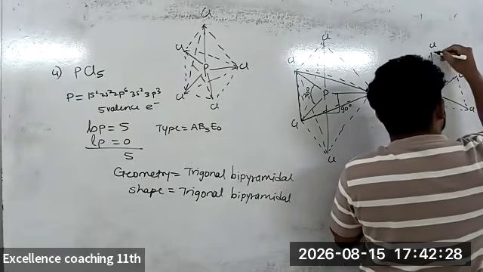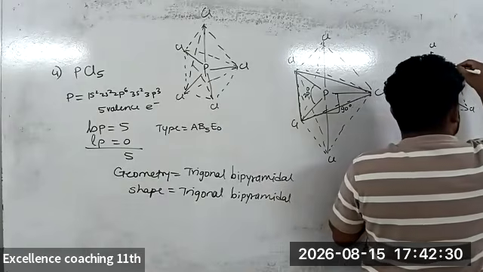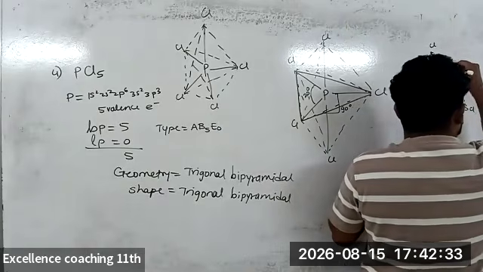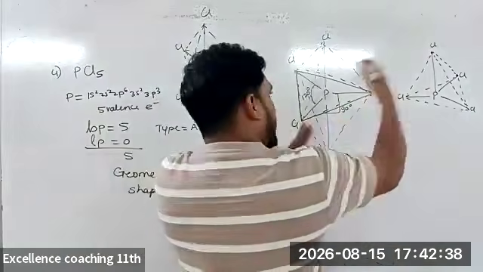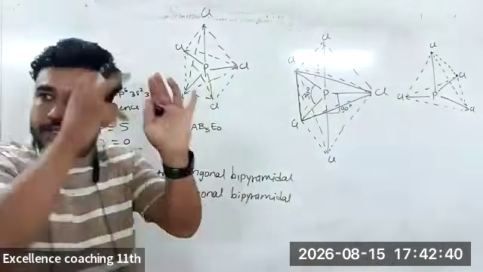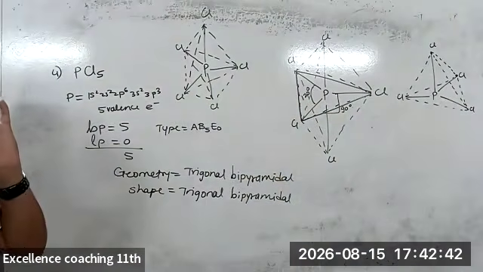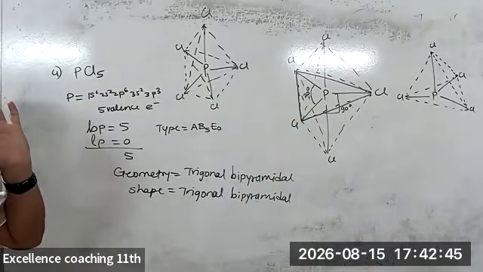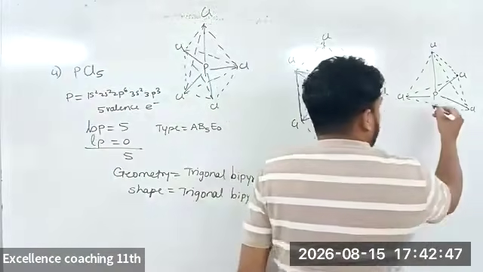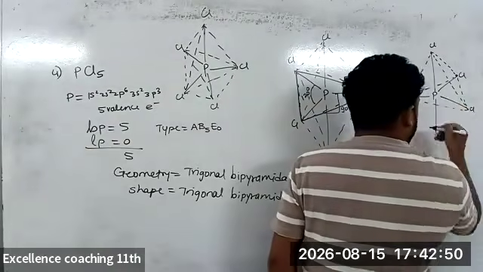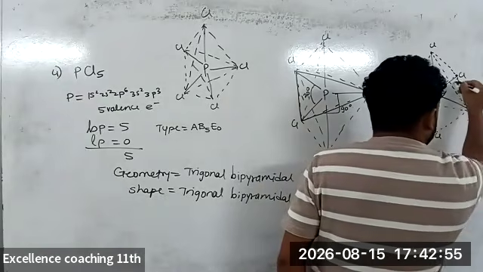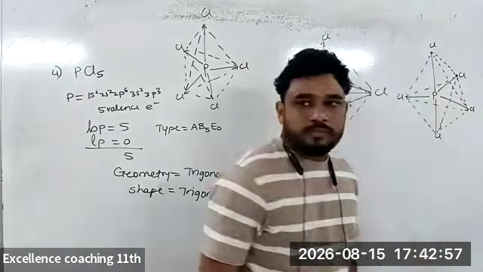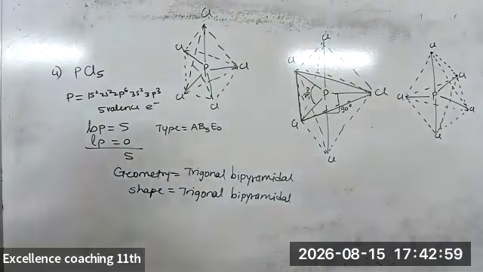Join this chlorine, first triangle chlorine to this chlorine, second triangle chlorine to this chlorine, and third triangle chlorine to this chlorine. It should look like a triangle. That's it. Trigonal bipyramidal. After this, draw this down pyramid. Again, draw those triangle chlorines. Connect those triangle chlorines to this. The structure will be over.